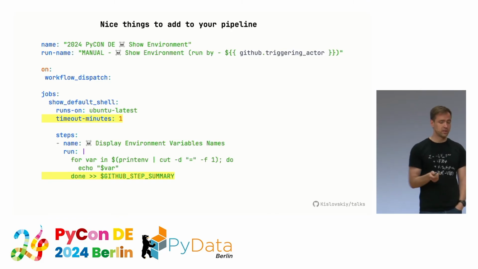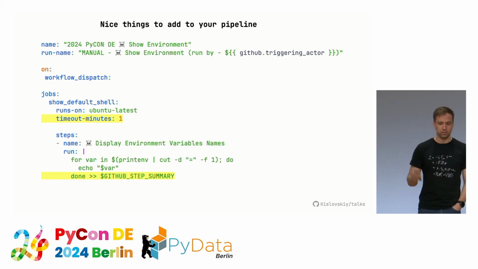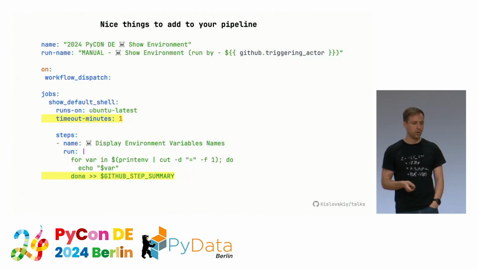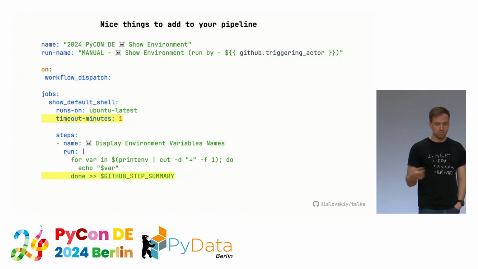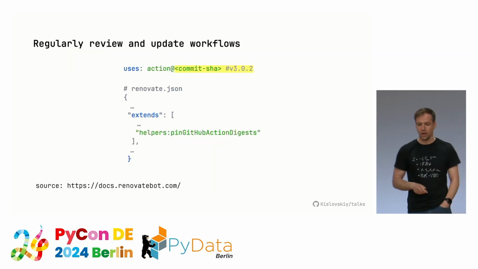Some tips and tricks. Since you're paying for the minute, it's always good to set up some default timeouts, because you know that your linting should not take one minute. So it's better to set this up. And I'm a big fan of having summaries in the GitHub UI, because I think it makes the pipelines more parsable. You just put the output, and you see it immediately out there.